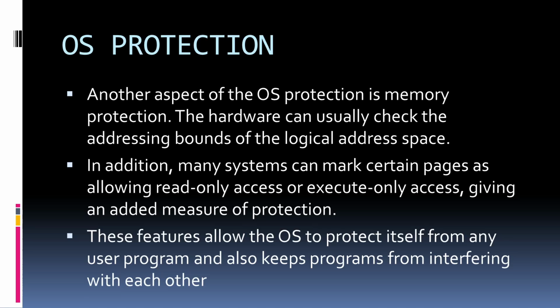Another aspect of OS protection is memory protection. The hardware can usually check the addressing bounds of the logical address space. In addition, many systems can mark certain pages as allowing read-only access or execute-only access, giving an added measure of protection. These features allow the OS to protect itself from any user program and also keep programs from interfering with each other.